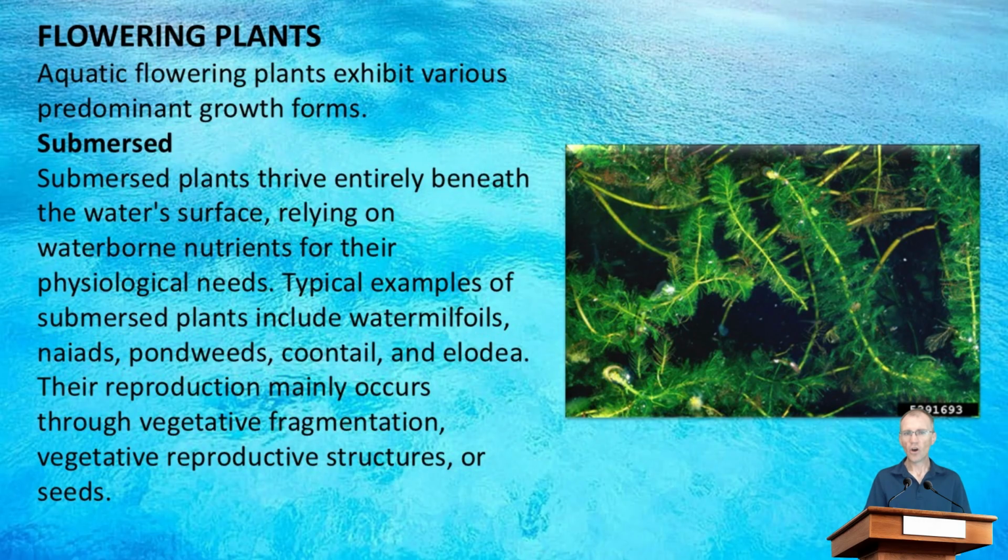Flowering plants. Aquatic flowering plants exhibit various predominant growth forms. Submerged. Submerged plants thrive entirely beneath the water's surface, relying on waterborne nutrients for their physiological needs. Typical examples of submerged plants include water milfoils, naiads, pondweeds, coontail, and elodea. Their reproduction mainly occurs through vegetative fragmentation, vegetative reproductive structures, or seeds.